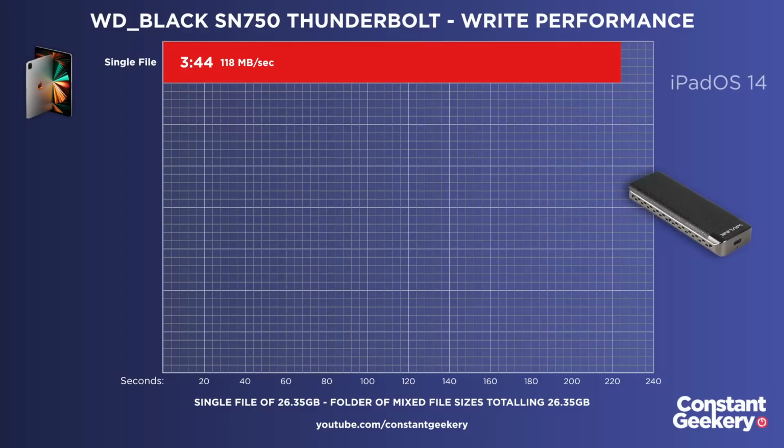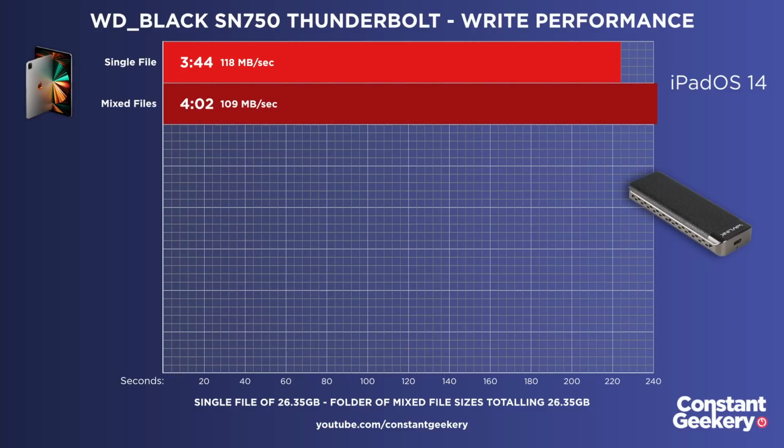Now, if we look at the write performance, so this is copying from the internal SSD on the iPad to the external SSD, it took 3 minutes 44 seconds for that single file, and 4 minutes and 2 seconds for the folder of mixed files. Now again, if we compare that with the M1 Mac Mini, we can see that it did the single file in 23 seconds, and the folder of mixed files, well, that was also 23 seconds. So again, the Thunderbolt port on the M1 iPad Pro running iPadOS 14, it just doesn't work as advertised.